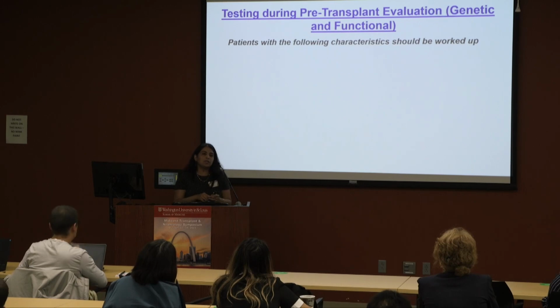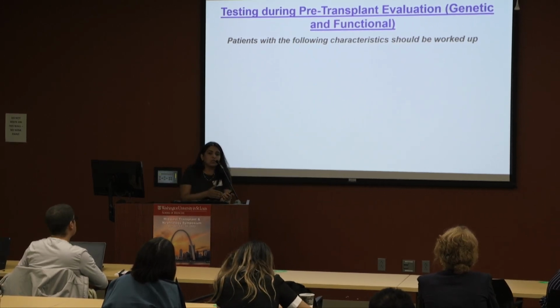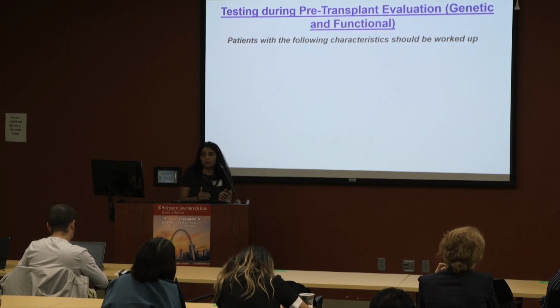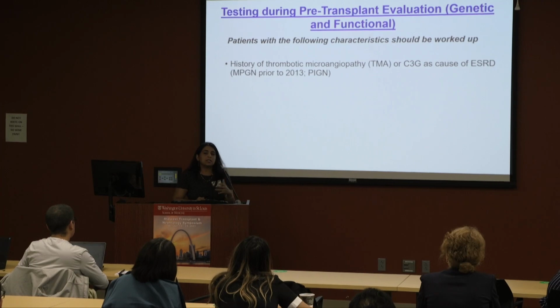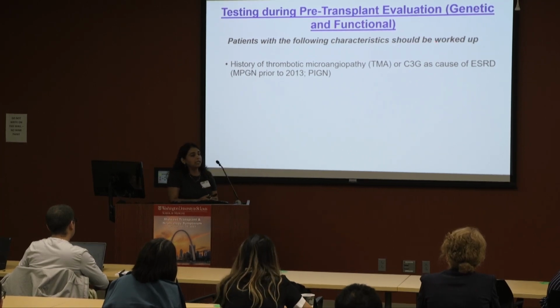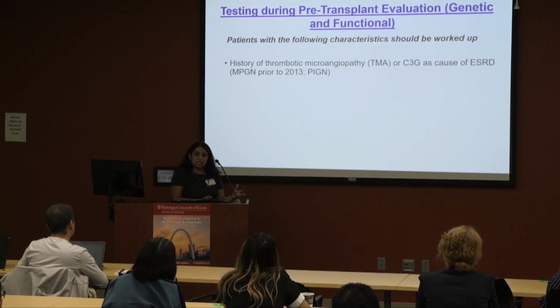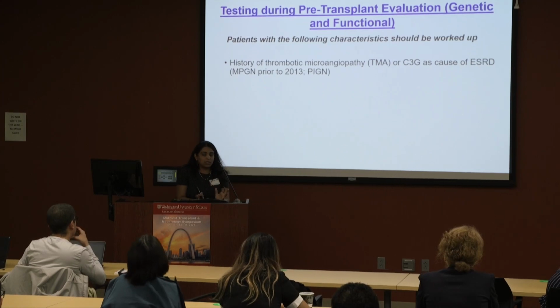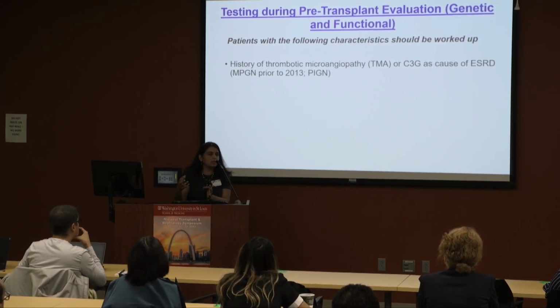So the first step to really preventing recurrence of these conditions after a transplant is to identify patients who actually have these conditions at the time of pre-transplant evaluation. And certain characteristics of patients that you must do testing for complement involve, of course, any patient who has a history of TMA, or thrombotic microangiopathy, in the native kidney, anybody who's had a C3G as their cause of end-stage kidney disease.